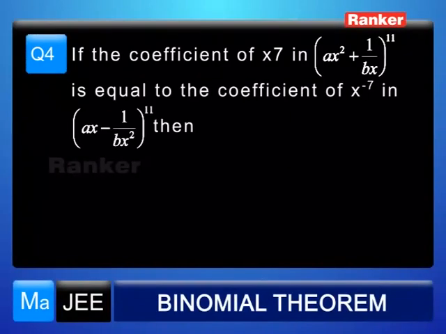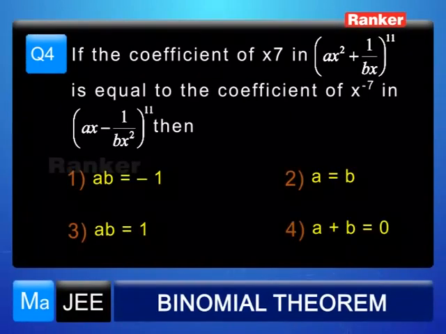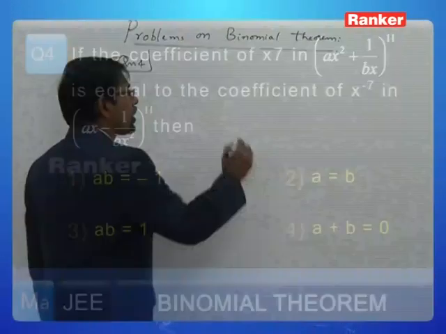If the coefficient of x^7 in the expansion of (ax^2 + 1/(bx))^11 is equal to the coefficient of x^-7 in the expansion of (ax - 1/(bx^2))^11, then ab is equal to: minus 1, a is equal to b, ab is equal to 1, or a plus b is equal to 0. Let's look at this.